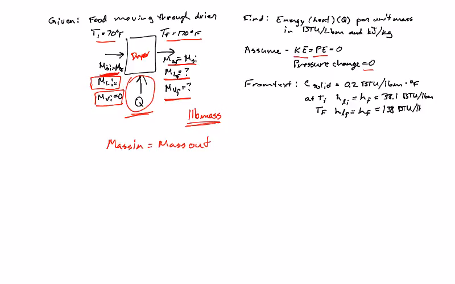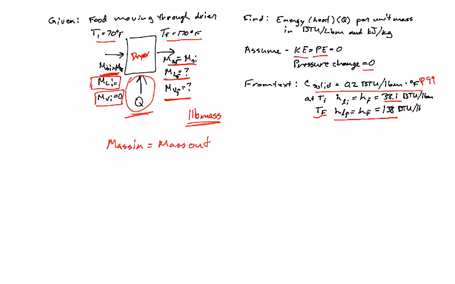From our text, we know that our C solid is equal to 0.2 BTUs per pound mass per degree Fahrenheit. This is on page 99. There's a picture of a banana there. You can find it. We also know from the text and from our tables that at Ti, our initial enthalpy for the liquid, H sub F, is equal to 38.1 BTUs per pound mass. At our TF, we have the same sequence, except now, because the temperature's higher, we're at 138 BTUs per pound mass.